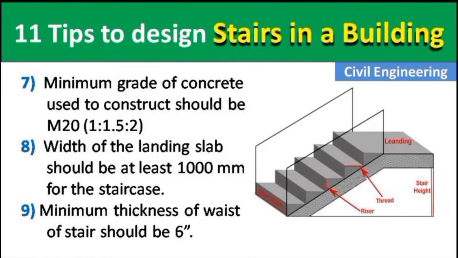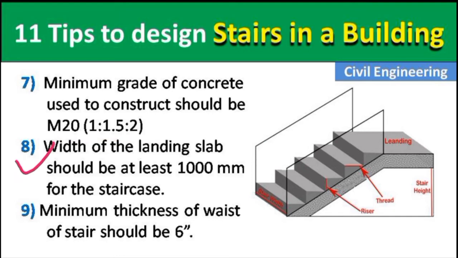Okay, now point number 7 is the minimum grade of concrete used to construct a stair should be how much? M20 grade of concrete. Okay, what is M20? M20 is a mixture of 1 is to 1.5 is to 2 of cement, sand and aggregate. So this 1 is our cement, this 1.5 is our sand and 2 is our aggregate. So we should not provide low grade concrete in this staircase.